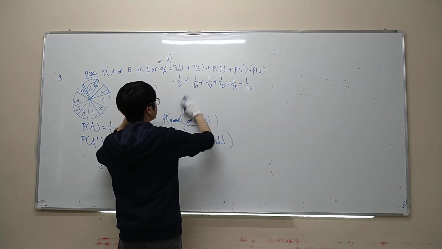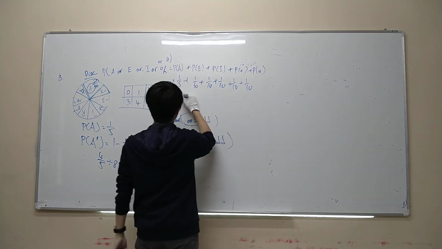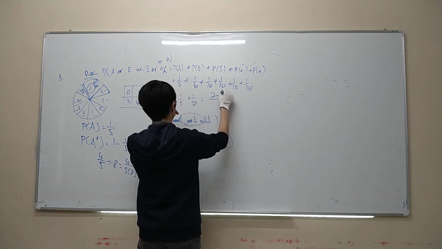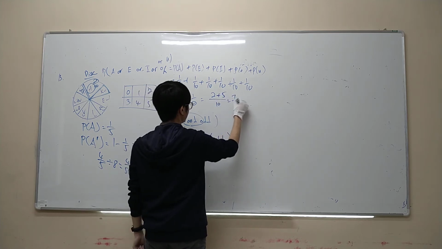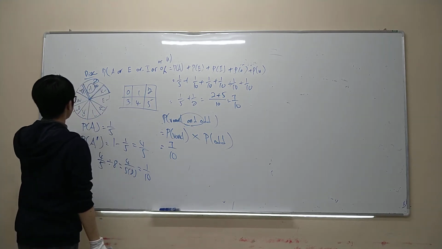So what's the answer? 1, 2, 3, 4, 5. This is 1 over 2 lah. So 1 over 5 plus 1 over 2 is 2 plus 5 over 10. So it's 7 over 10. So this should be 7 over 10. Okay?